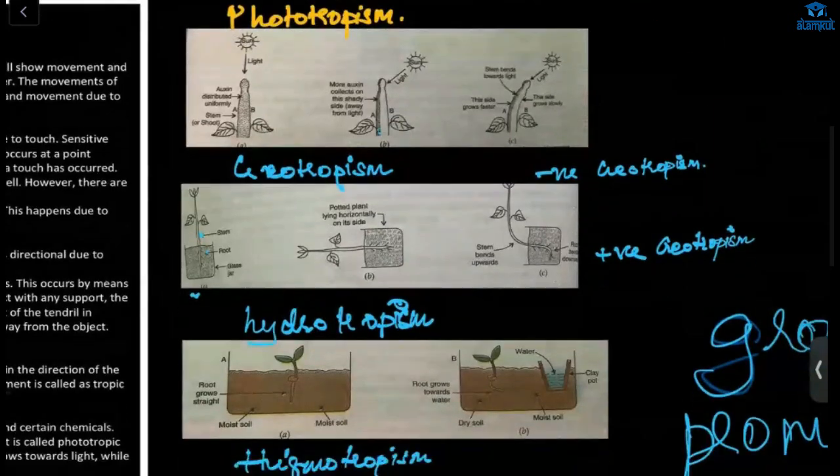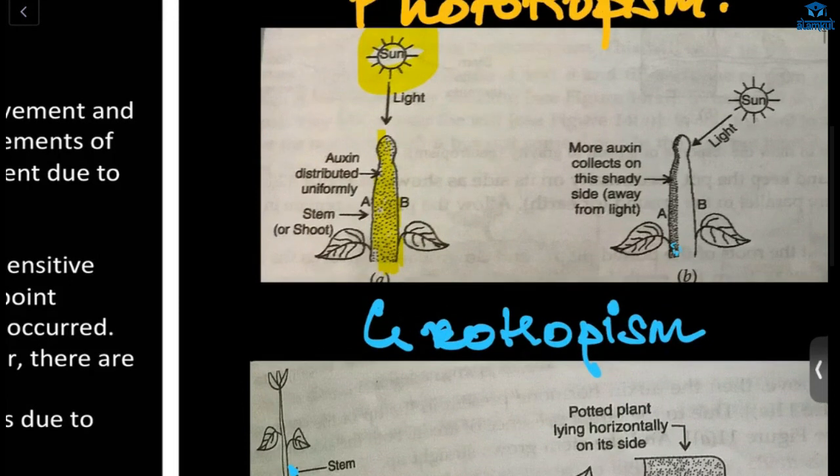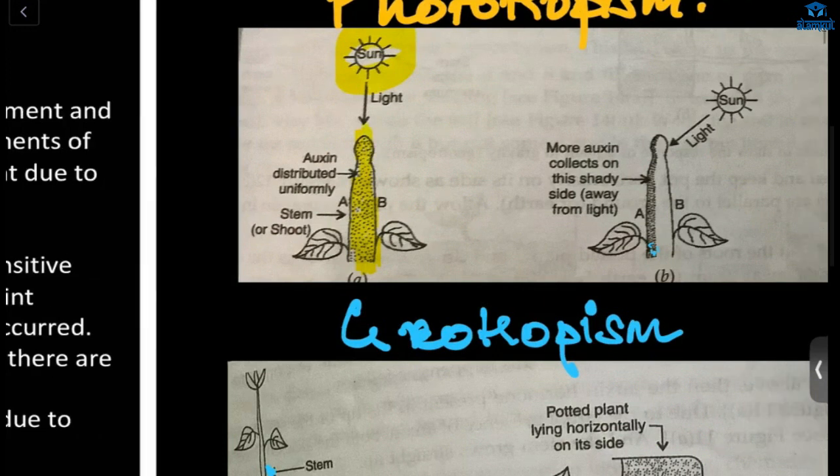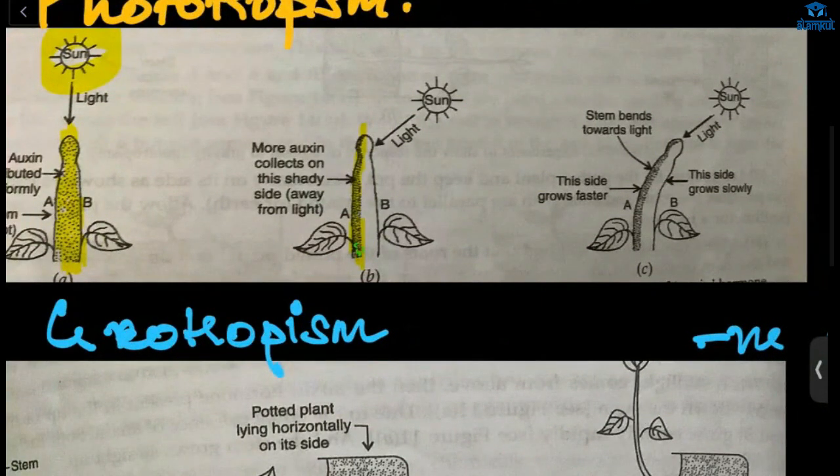First is phototropism. See, this is what it is showing. When sunlight is overhead, every area it covers, the auxin is distributed uniformly. So this sunflower is facing towards the sunlight. In the second case, when the sun is towards the right, what will happen? The auxin will be collected on the shadow side. And what will happen? This side will grow faster, since auxin promotes growth. Then the stem will bend towards the light.